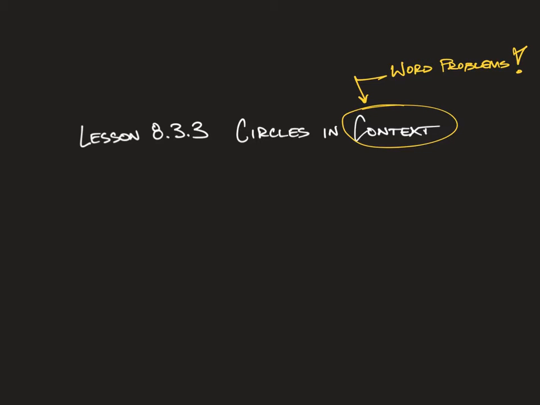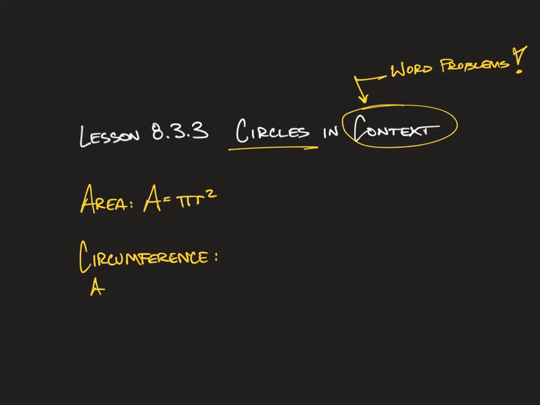Let's just review a couple formulas I think are going to be important for this lesson. Everything's to do with circles, so we've got an area formula. We also have something called circumference. That's also known as the perimeter of a circle, the distance around.